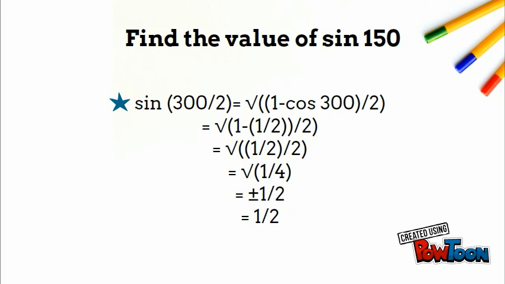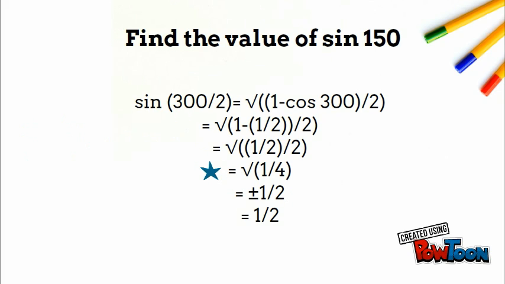To simplify our equation, we'll have to substitute cosine of 300 for its numerical value. The point on the unit circle for 300 degrees is 1/2, square root of 3 over 2. Our cosine is our x value, so we can substitute 1/2 for cosine of 300. From there, we'll subtract 1/2 from 1, giving us 1/2. Then we'll divide 1/2 by 2 by multiplying 1/2 by the reciprocal of 1/2, giving us 1/4. Then we find the square root of 1/4, giving us 1/2.